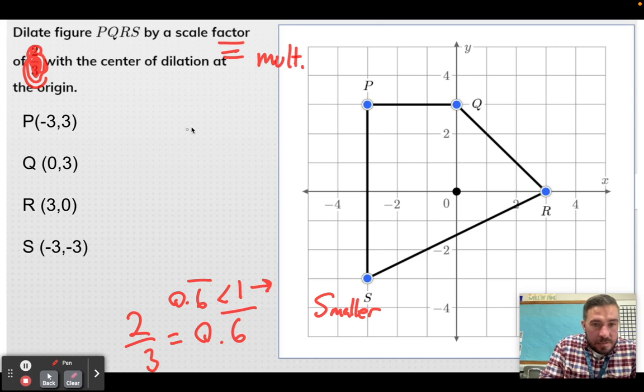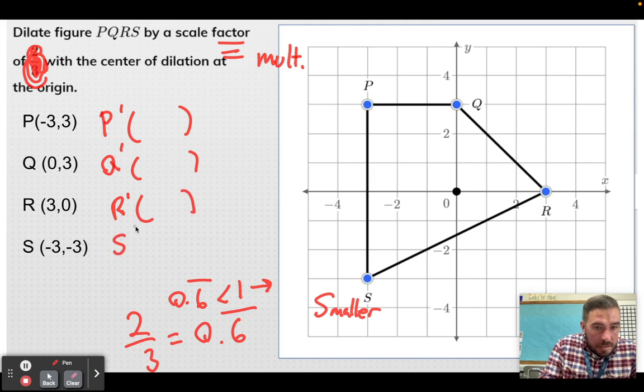So let's try doing that here. The first thing I'm going to do, as you can see, is get all my new P prime coordinates, Q prime, here, here, and here. What makes this hopefully an easier problem is they all have the digit 3. So the first thing I need to do is 2/3 times 3. The best way to do that is make it a fraction. When I multiply across, I'm left with 6/3, which reduces to 2.